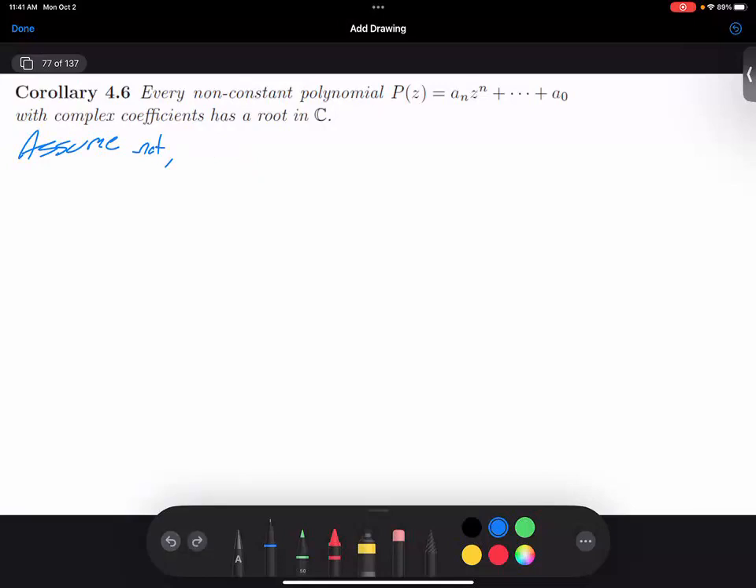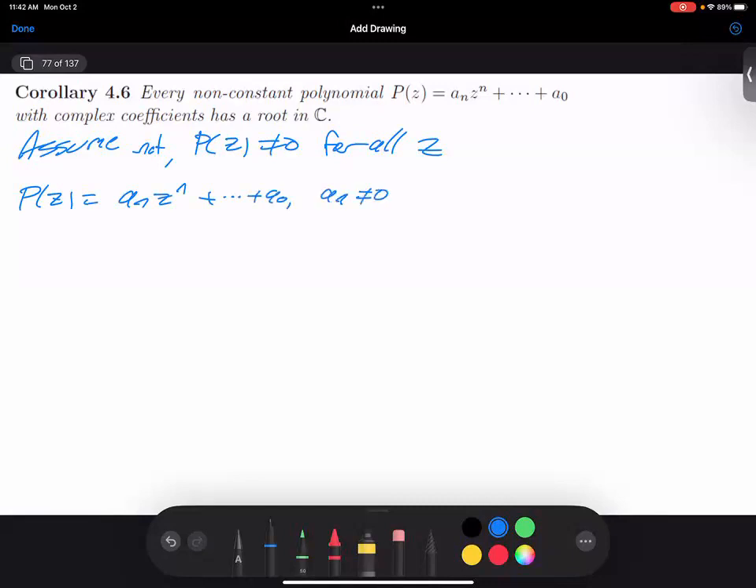And why do you think I'm using P of z rather than f of z? Polynomial, right? So we'll assume that P of z is never zero. So we can write P of z as a_n z^n plus dot dot dot plus a_0, where a_n does not equal zero. This is going to be the leading degree of our polynomial. I can write this very similar to what we've done before: a_n z^n times (1 plus a_{n-1} over a_n, one over z, plus a_{n-2} over a_n, one over z squared, plus dot dot dot, plus a_0 over a_n, one over z^n).